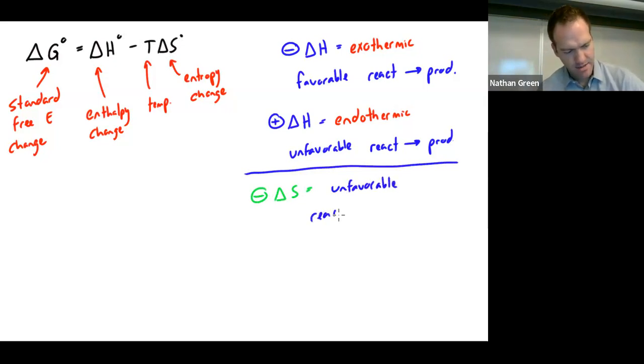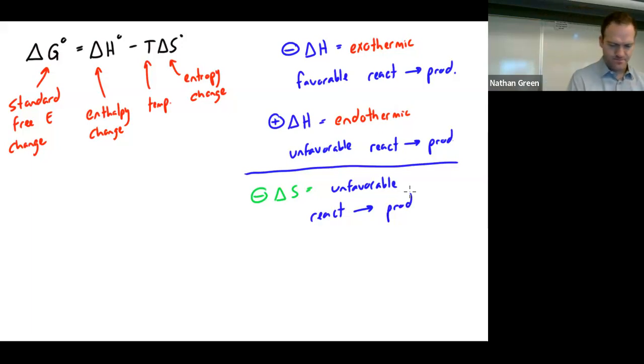For turning reactants into products. How can you have a negative delta S? One way to think about it is we could be adding molecules together.